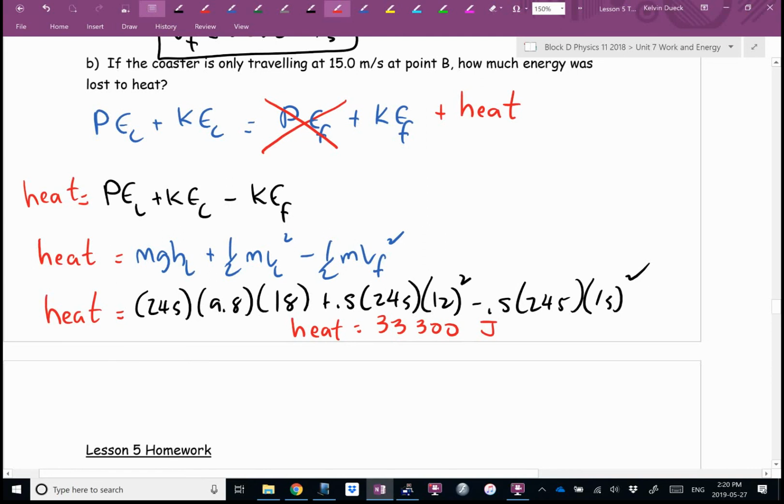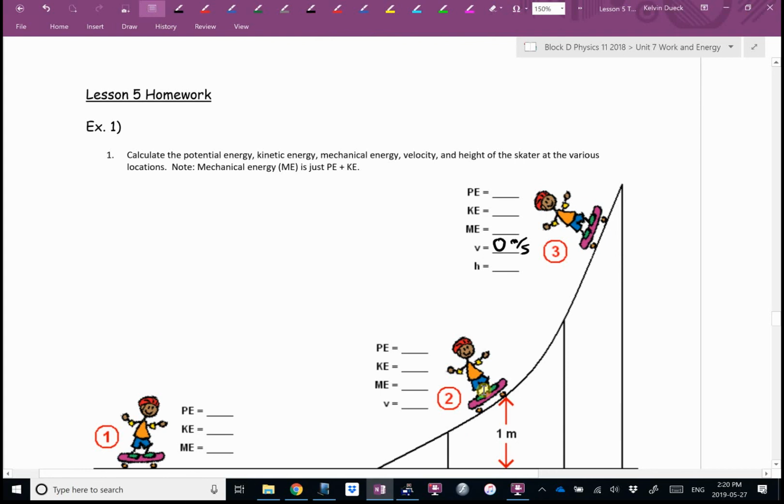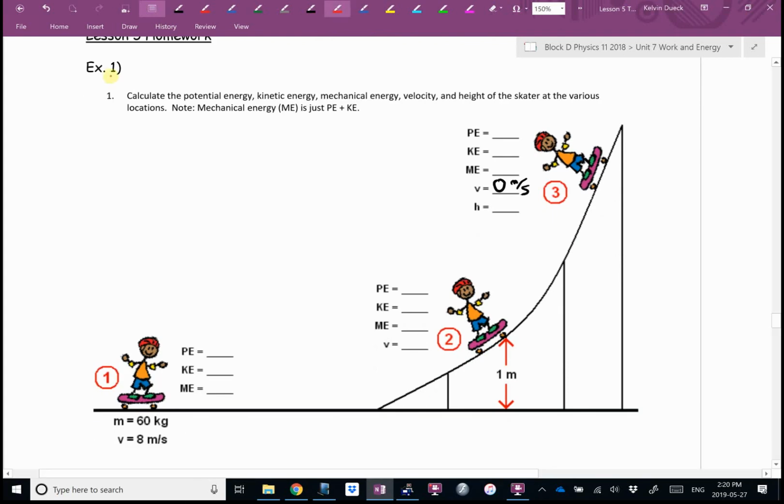That's the law of conservation of energy. What's your homework? Number 1. Little note, ME is mechanical energy, and it's just the potential plus the kinetic. We can do number 1 together. What's our potential energy right now if we're on the ground? What's the kinetic energy? A half mv squared. What's the total energy? 0 plus whatever a half mv squared is. That's how much energy you'll have.